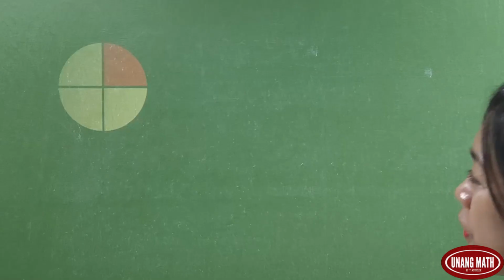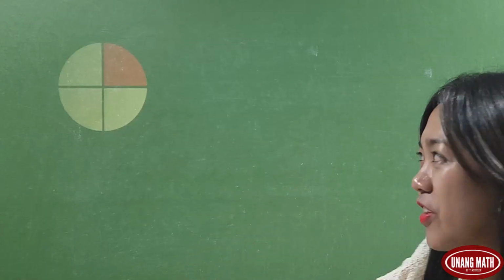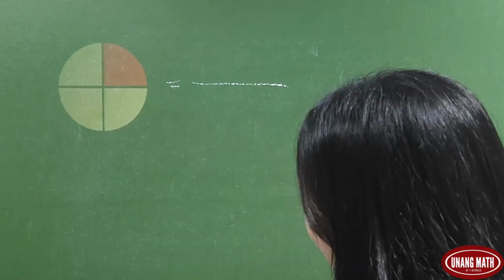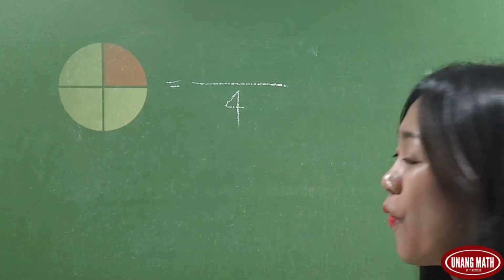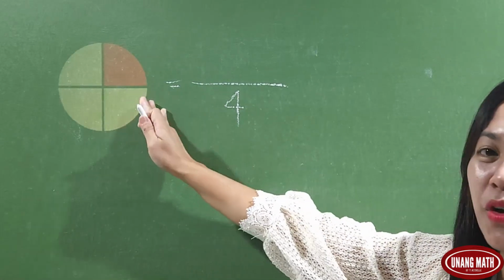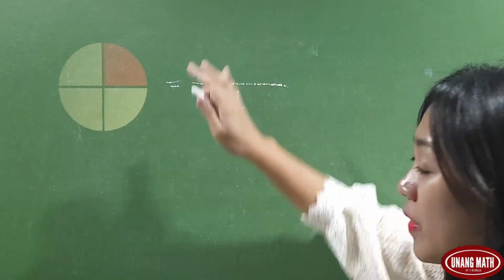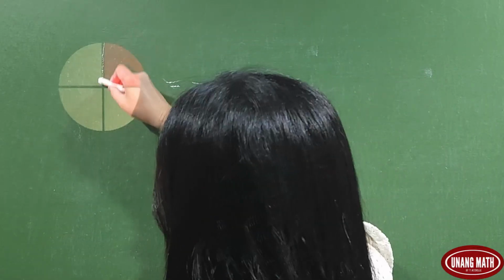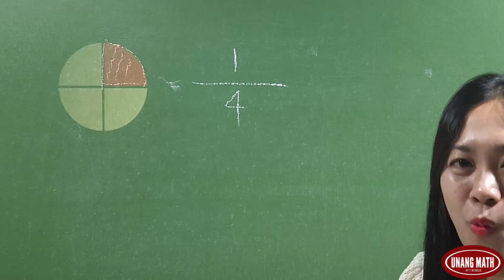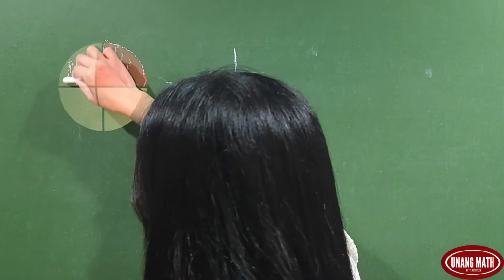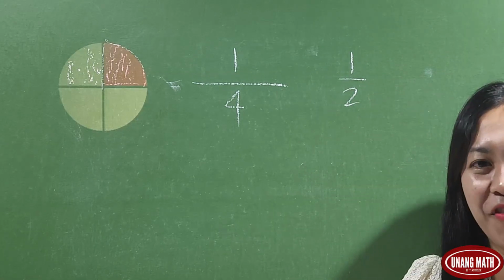Okay, take a look at this figure. This is divided into 4 equal regions. So, the area of the entire region is 4, since this is divided into 4 equal regions. Okay, now, what about the area of the favorable region? Since one region is shaded, then it means probability is 1 over 4. If 2 regions are shaded, then probability is 1/2.